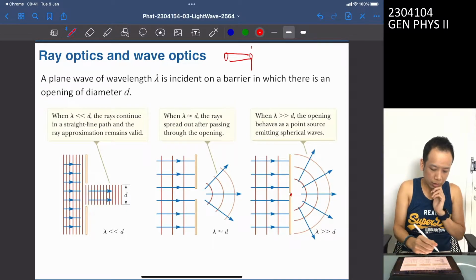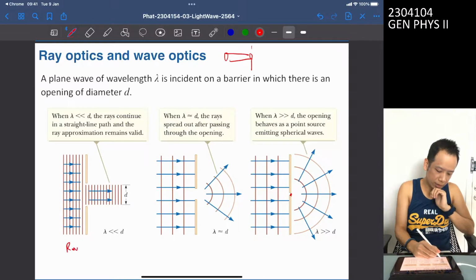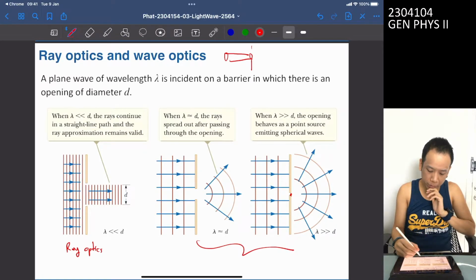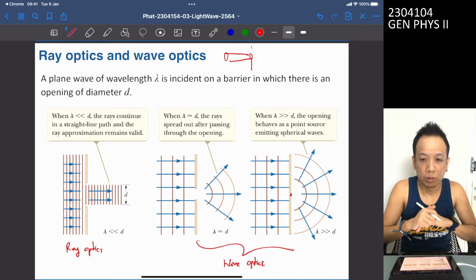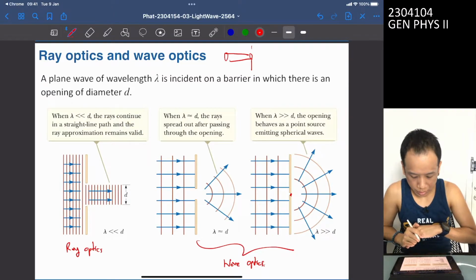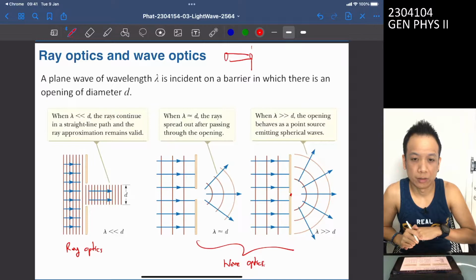In the case that D is much greater than lambda, this is ray optics. In the case that the size is comparable, this is wave optics, and we need to use wave phenomena to describe the phenomena we have seen.